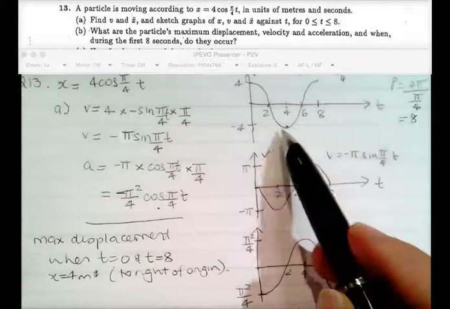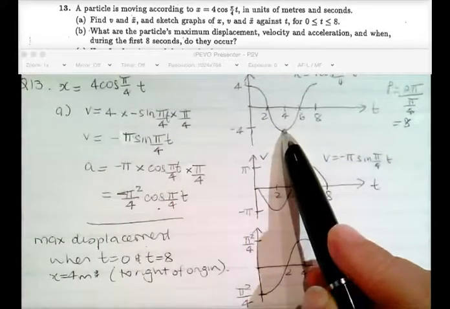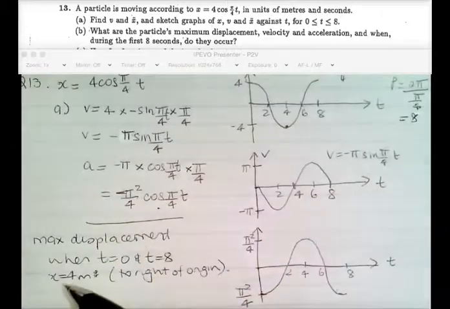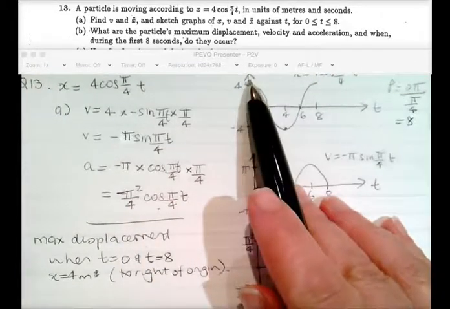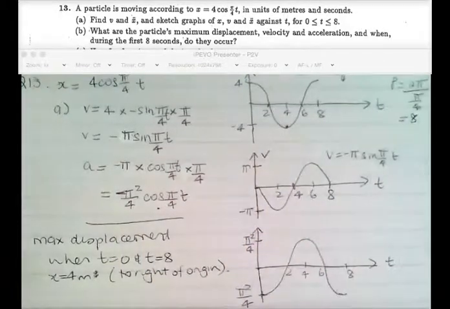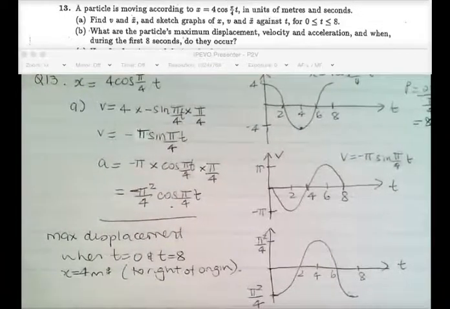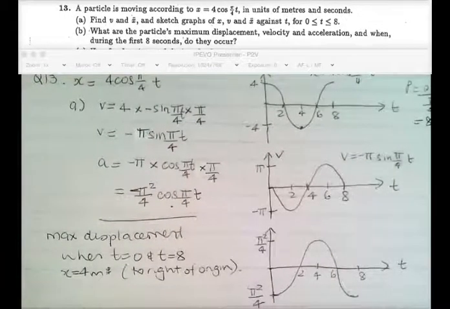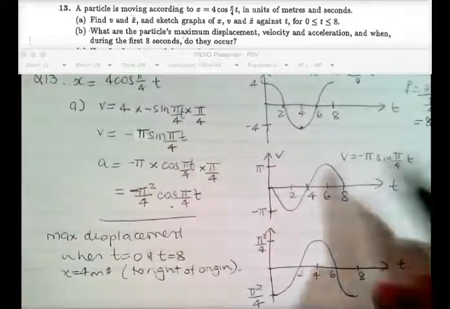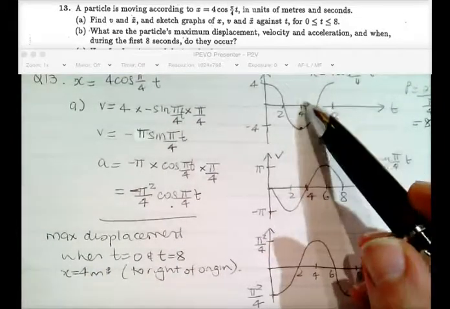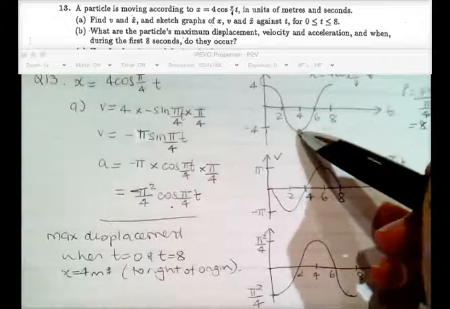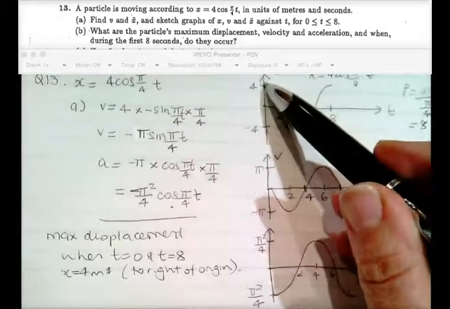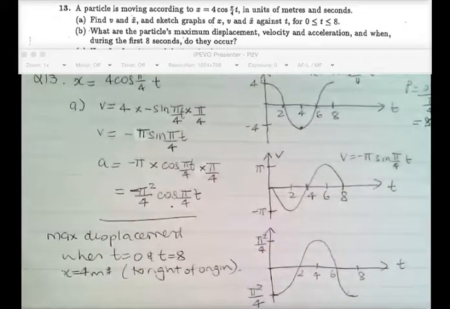But this is a maximum distance from the origin, 4 meters to the left, but displacement has to be positive for the maximum, and the -4 would be, I suppose, the minimum, okay? Well, it's the furthest distance away, but to the left of the origin. This is the furthest distance away, but to the right of the origin, okay?